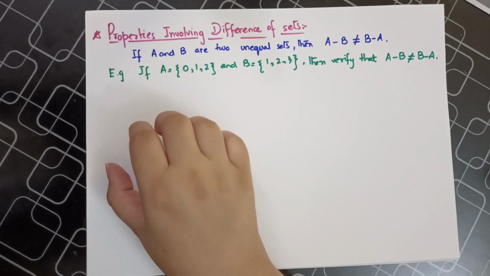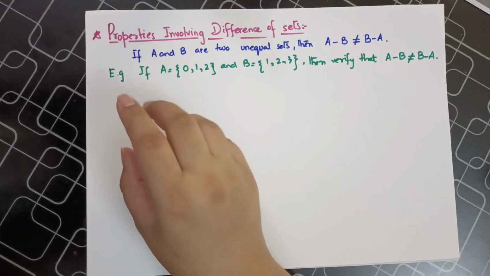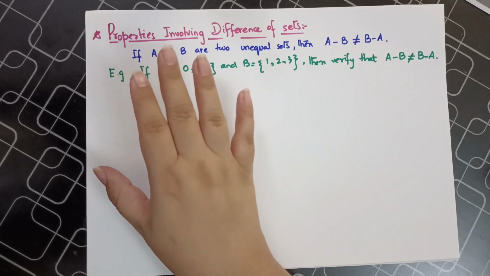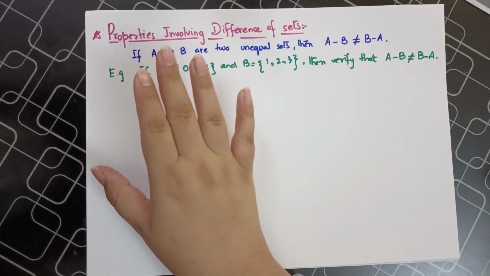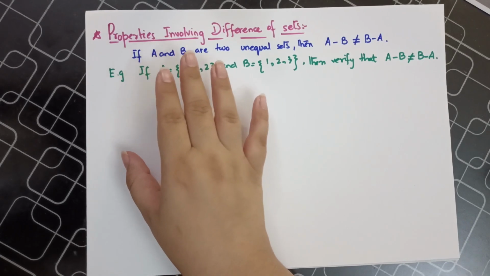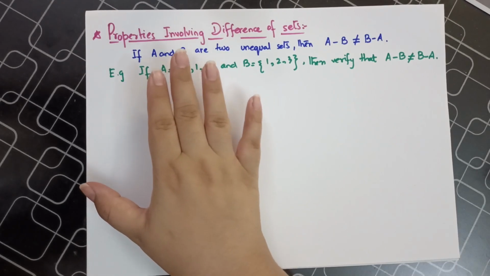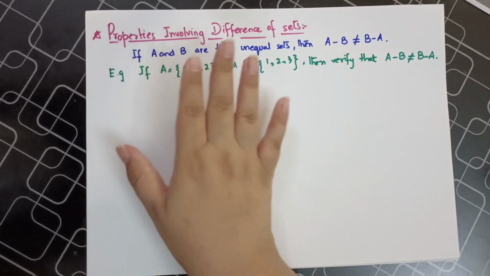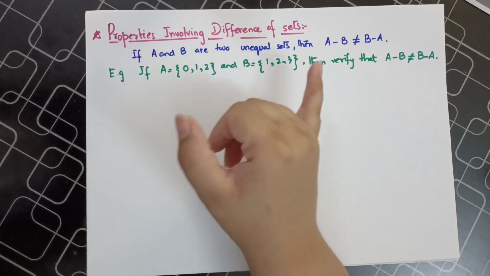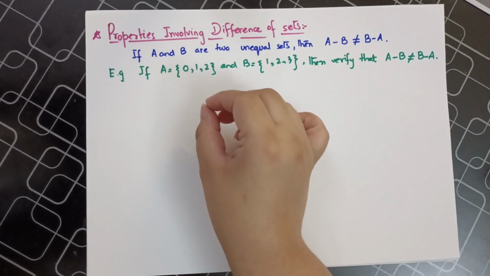Now, if you remember the commutative property of subtraction, the answers are not the same: A minus B is not equal to B minus A. Like 5 minus 2 is not equal to 2 minus 5. On one side it will be 3, on the other side it will be minus 3. So the answers are not the same. The same concept is applied over here because of this difference.